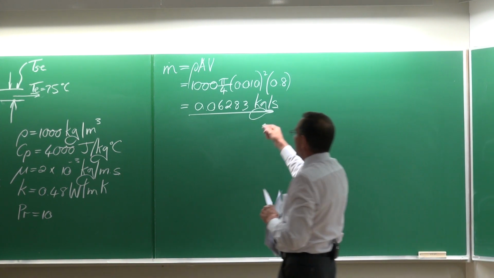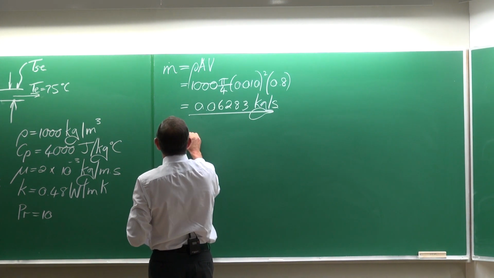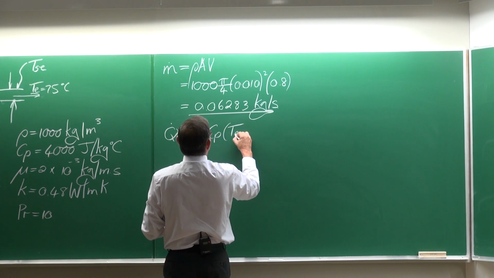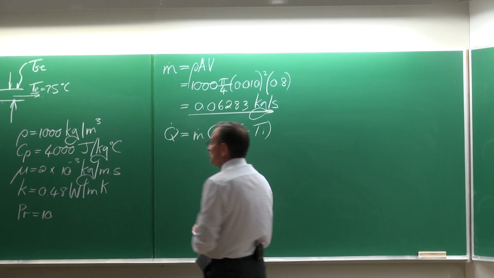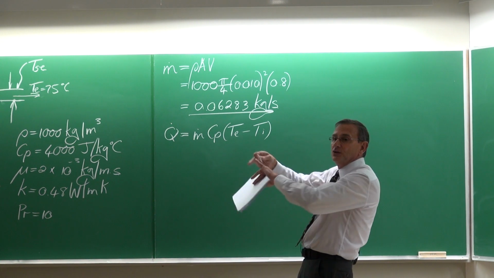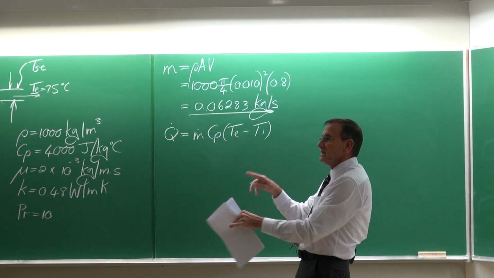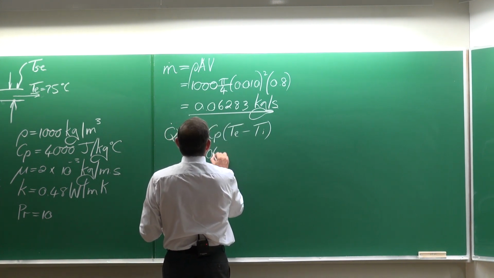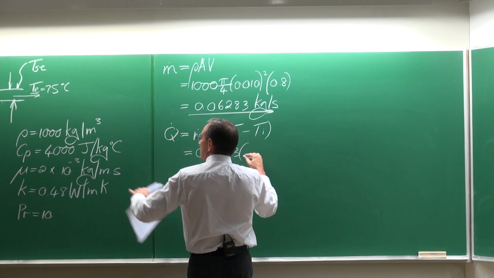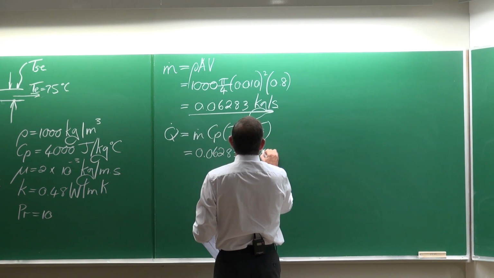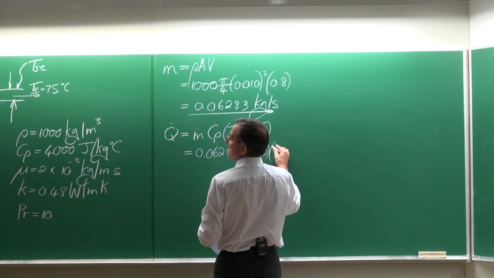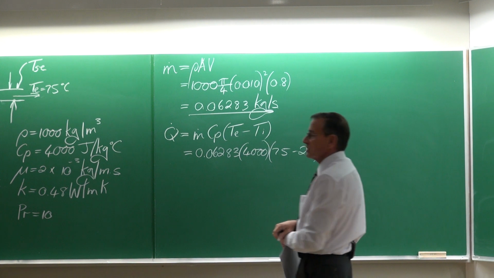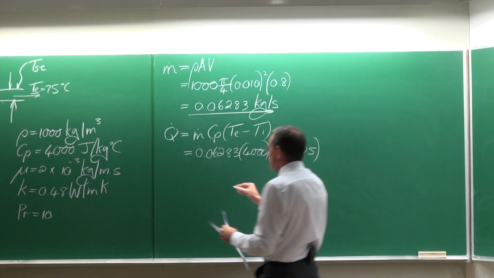Once we have the mass flow rate, it is now very easy to determine the heat transfer rate. It's equal to the mass flow rate Cp multiplied by the outlet temperature minus the inlet temperature. The mass flow rate Cp multiplied by the delta T between the inlet and outlet. The mass flow rate is equal to 0.06283. The Cp value is 1,000. Outlet temperature is 75. Inlet temperature is 25. So there's a delta T of 50 degrees Celsius.